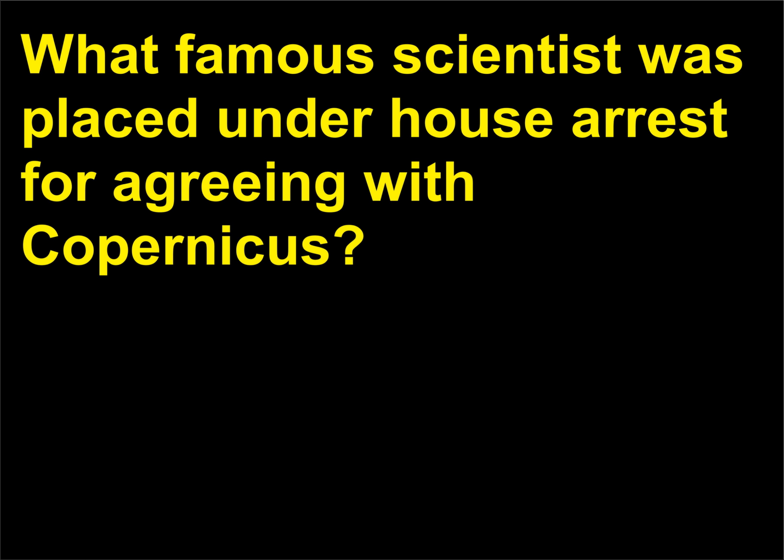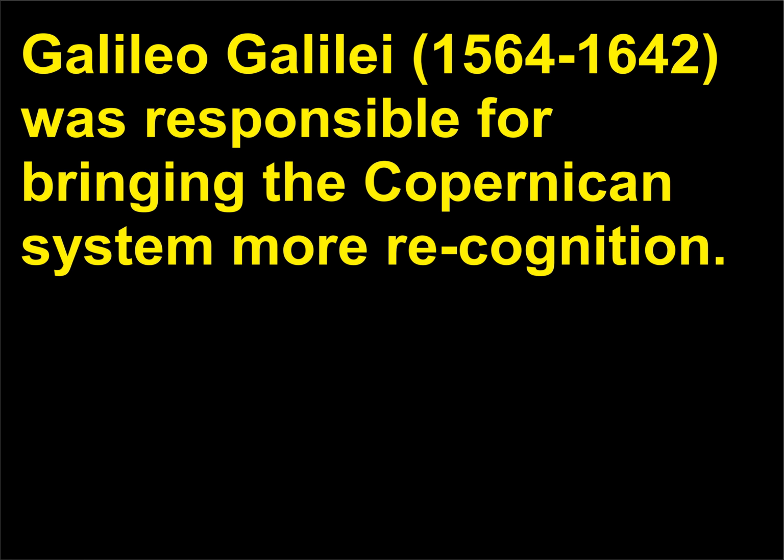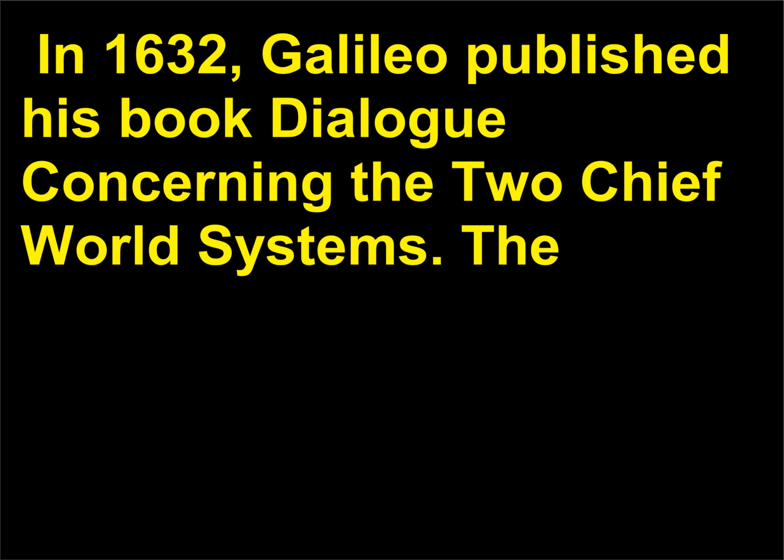What famous scientist was placed under house arrest for agreeing with Copernicus? Galileo Galilei, 1564–1642, was responsible for bringing the Copernican system more recognition. In 1632, Galileo published his book Dialogue Concerning the Two Chief World Systems.